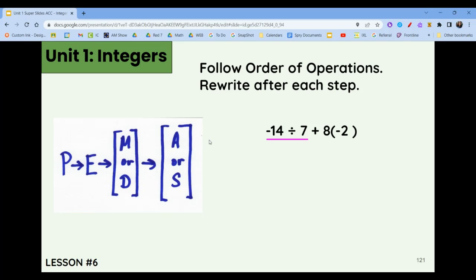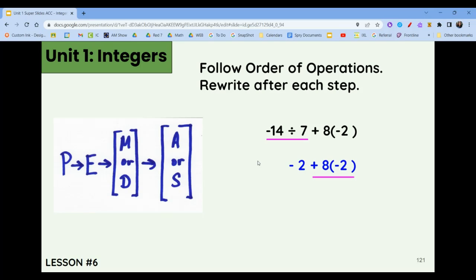So please underline the division. What is negative 14 divided by 7? Well, those signs don't match, so that's negative 2. And then I rewrite everything else on that next line. Yes, you need to rewrite it. It is not optional. You need to do that step. Next, I have addition and I have multiplication. Which should I do first? I should do multiplication first because multiplication comes before addition or subtraction.